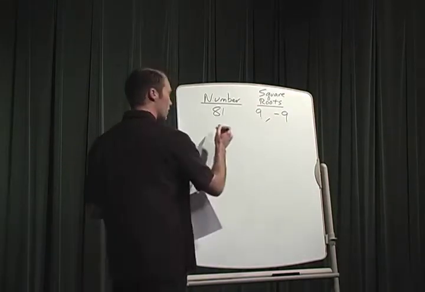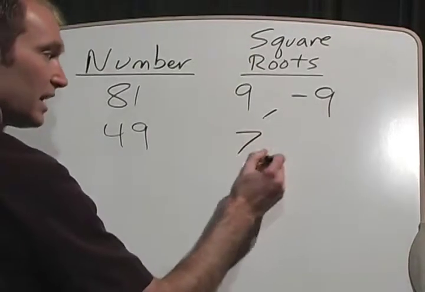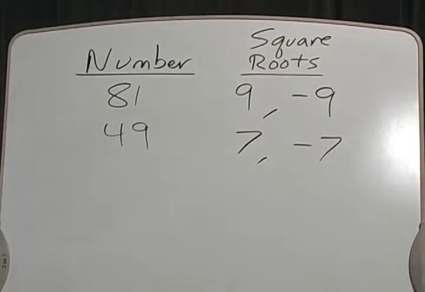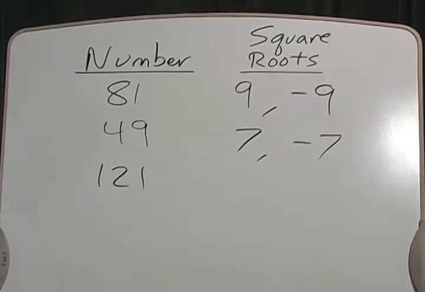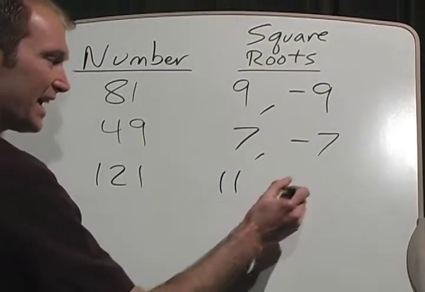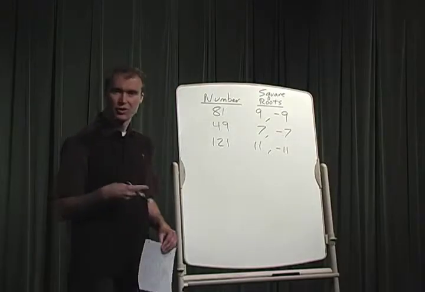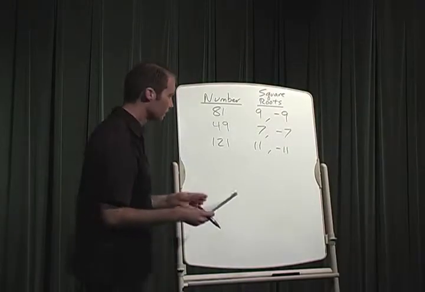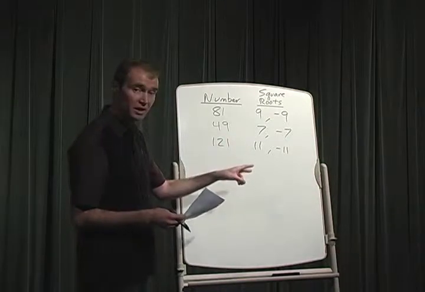See if you could get this next one. 49. Well, 7 and -7 do the trick. How about this one? 121. Well, as it turns out, 11 and -11 are the 2 square roots of 121. Now, every positive number has 2 square roots, one being positive and one being negative.